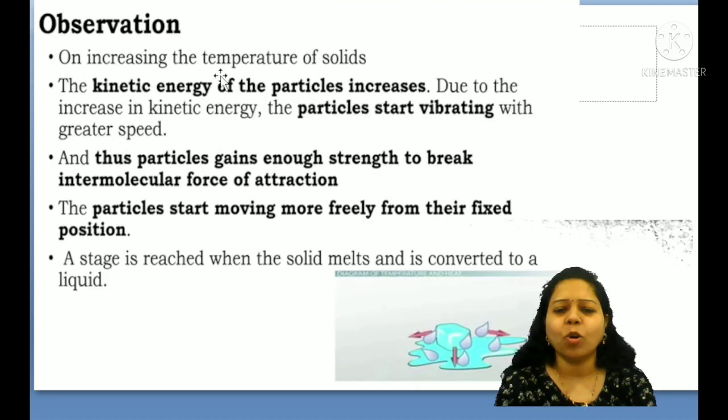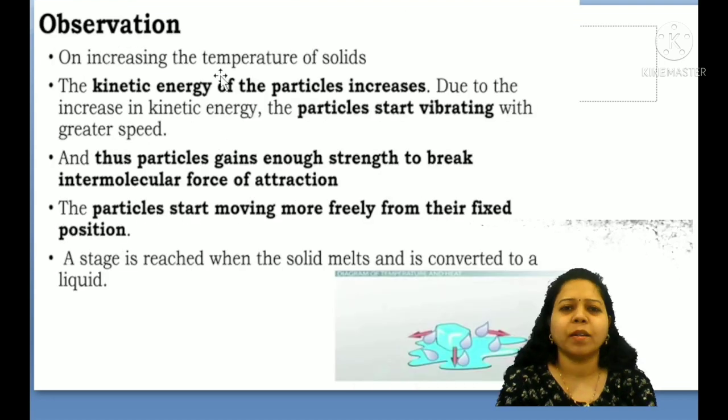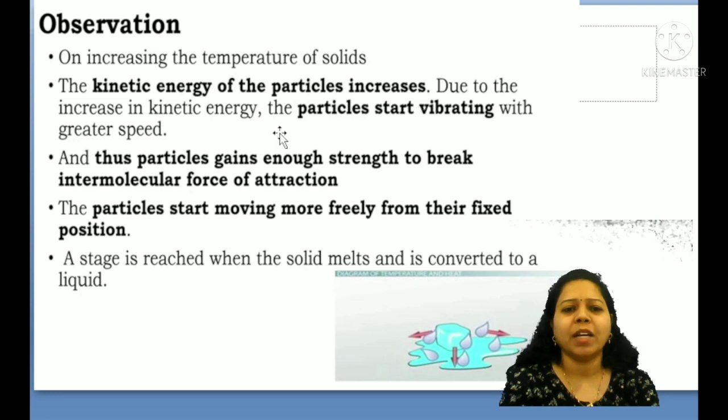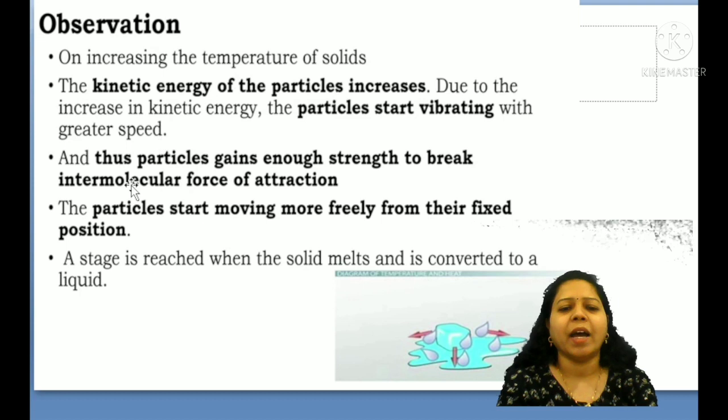Is the observation from this activity? On increasing the temperature of a solid, the kinetic energy of the particles increases. Due to the increasing kinetic energy, the particles start vibrating with greater speed, and thus the particles gain enough strength to break the intermolecular force of attraction.